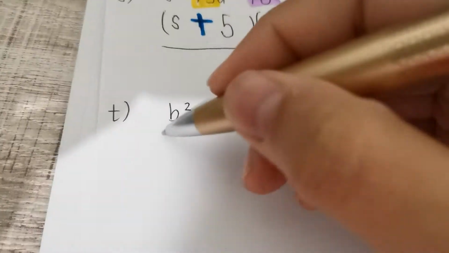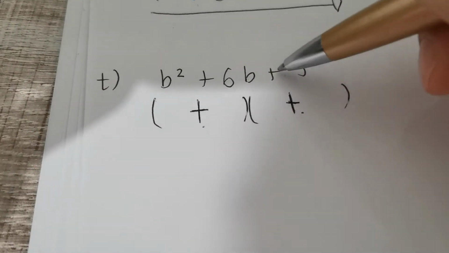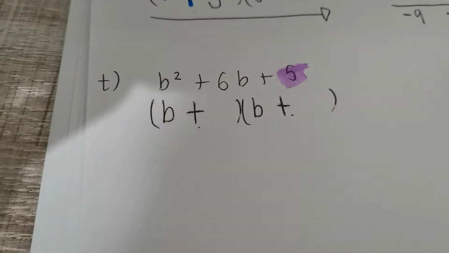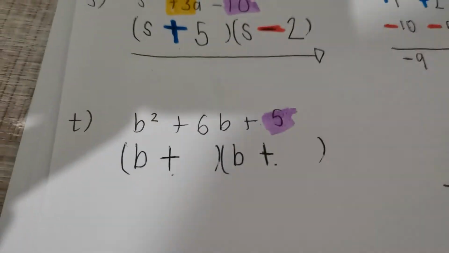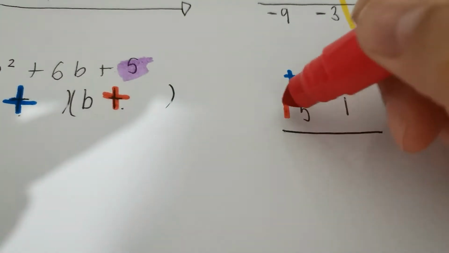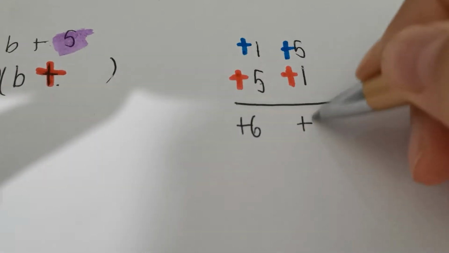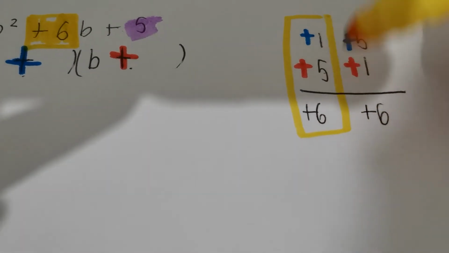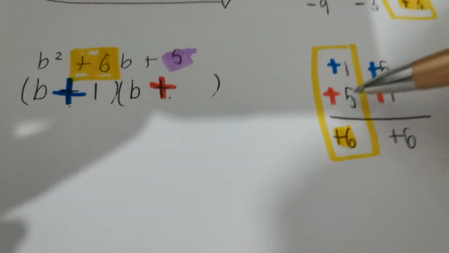Another one. This is a B, by the way. Positive times positive gives us positive. B, B. One plus 5. 5 plus 1. I'm going to go with the first one. These ones were both the same. You can go with either one. Next to the blue. Next to the pink.